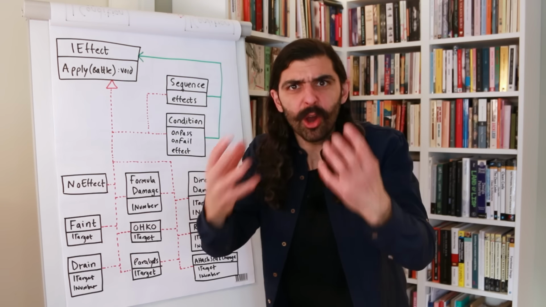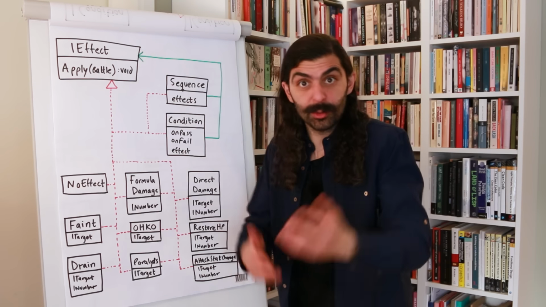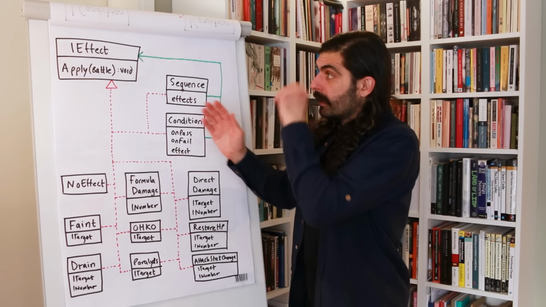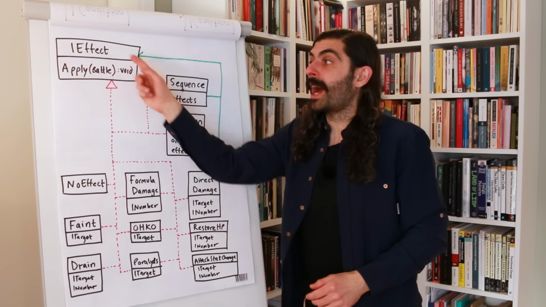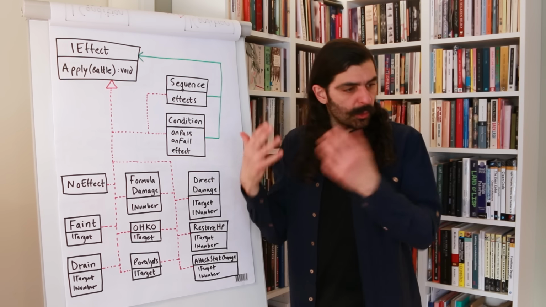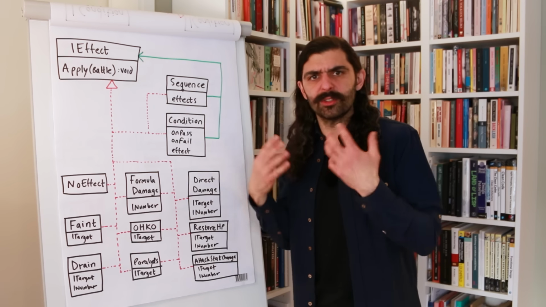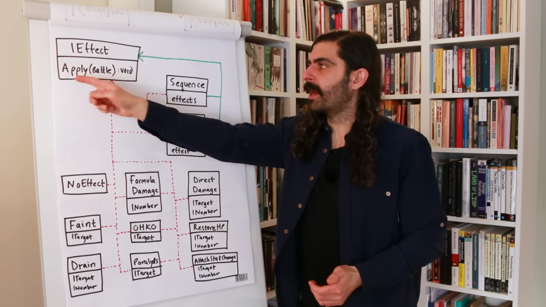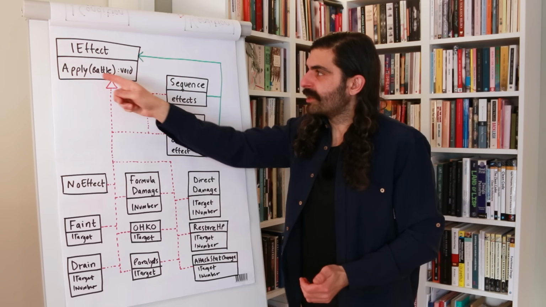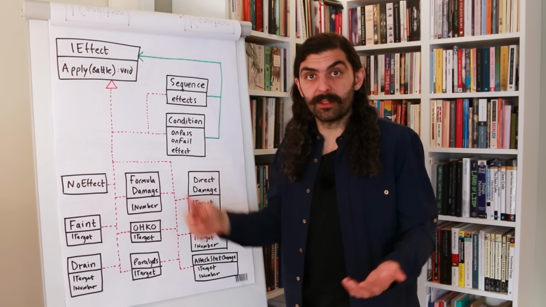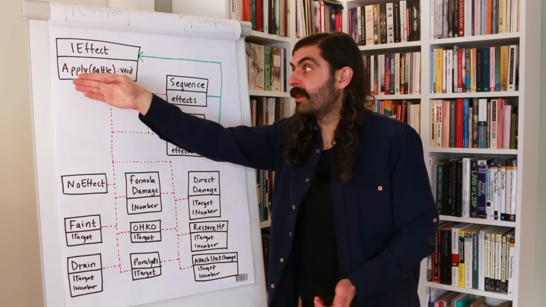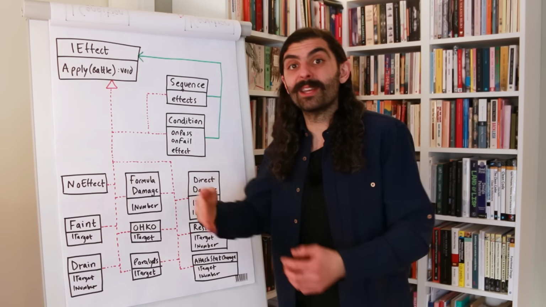So this, I guess, is the heart of the domain-specific language, if you will. At the top here, we have an interface, a supertype called iEffect, the idea of an effect. In order to implement the interface iEffect, you have to supply a method called apply, which takes a battle and returns void, returns nothing. Why? Because we're applying the effect to the battle by mutating the battle.